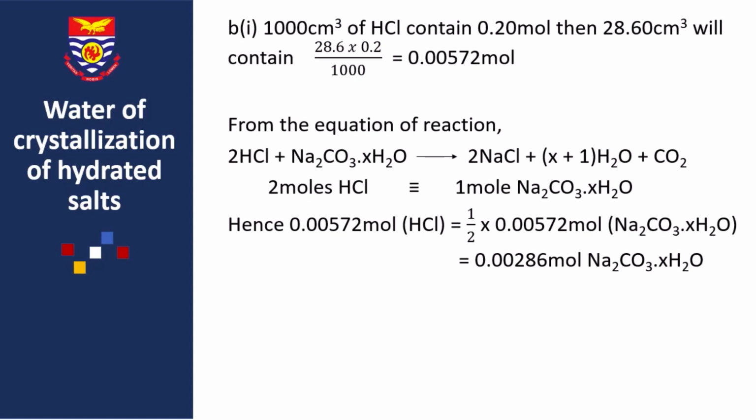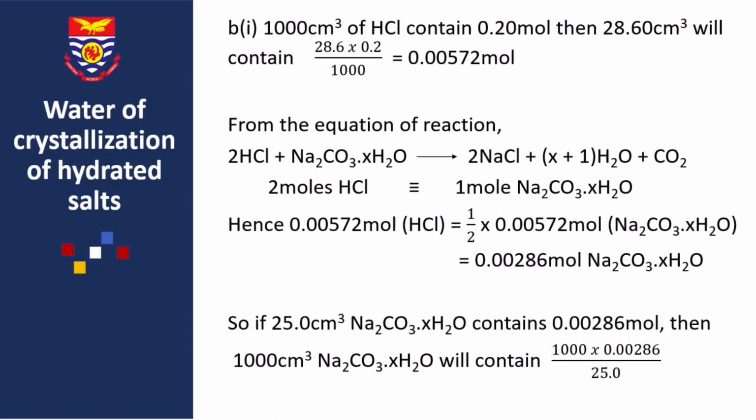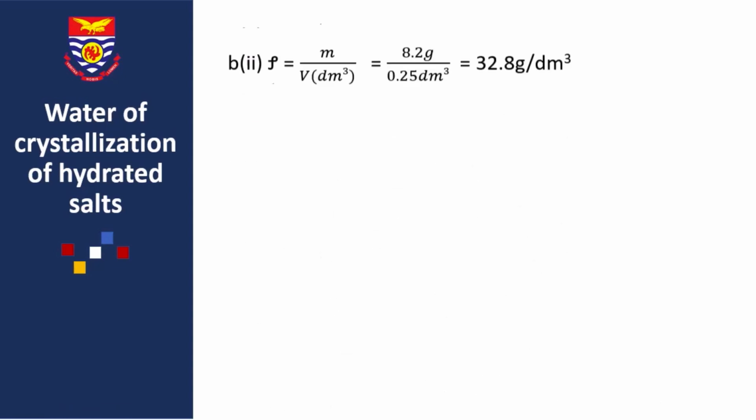Now that we know this moles, this is the moles contained in the small volume that we used. So we have to take it back to the 1000 cubic centimeters. The 0.00286 moles is the moles in the 25 cubic centimeters. So if 25 is equal to 0.00286, then 1000 will be equal to what? We do such mathematics, and our answer is 0.1144 molar, or mole per dm cube, of the hydrated salt. So this is the amount concentration of the hydrated salt.